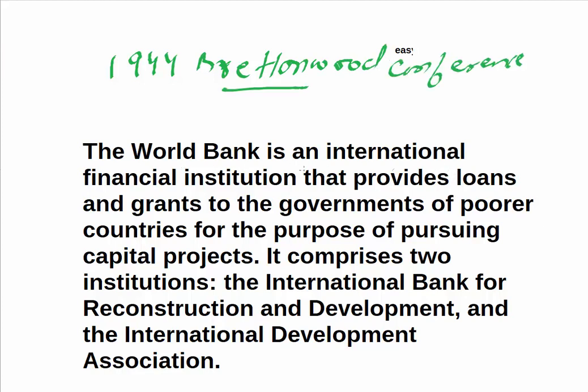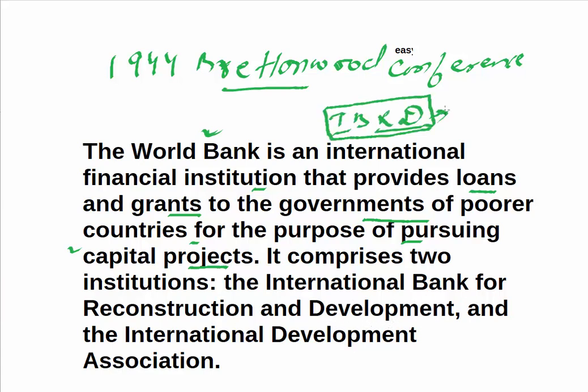World Bank is an international financial institution that provides loans and grants to the governments of poorer countries for the purpose of pursuing capital projects. Means World Bank gives loans to the poorer countries for development projects in the social sector, etc. Initially, it comprised two institutions, the International Bank for Reconstruction and Development, IBRD, and this IBRD only is called World Bank. And another institution is the International Development Association, IDA.